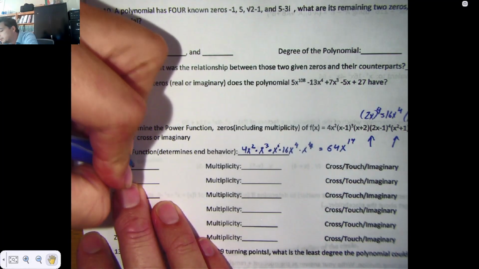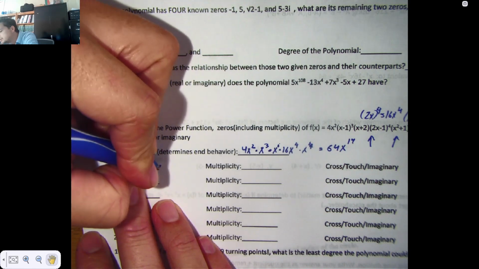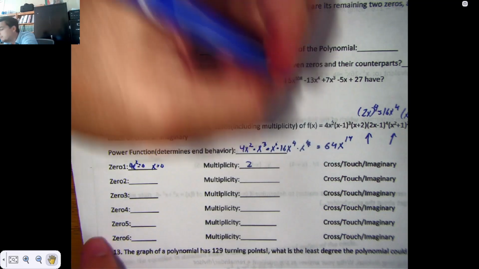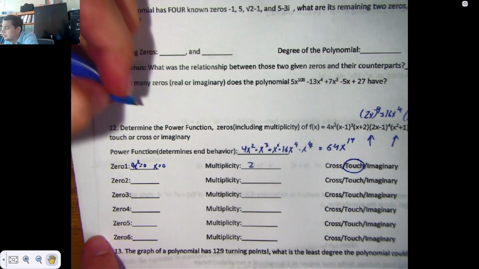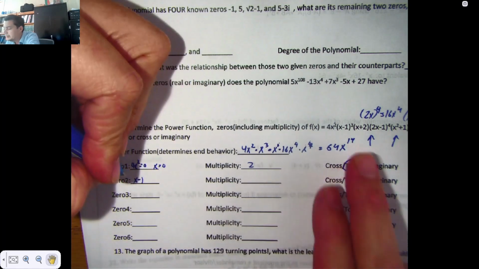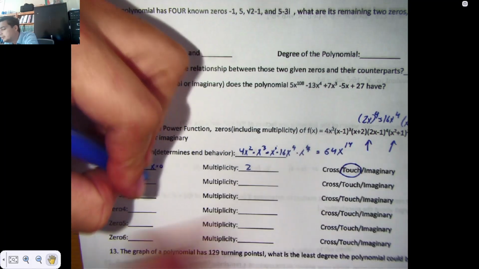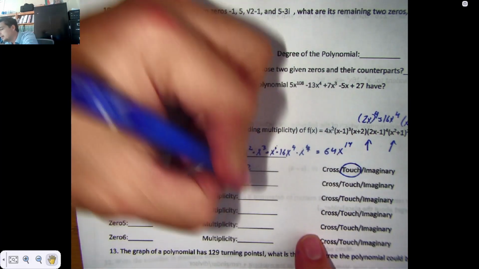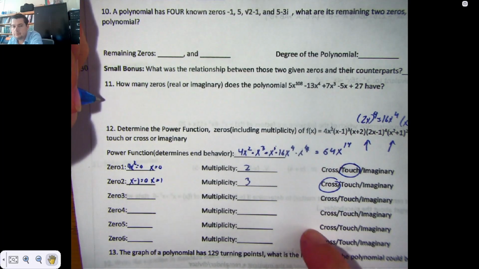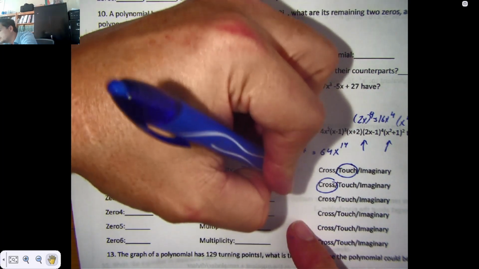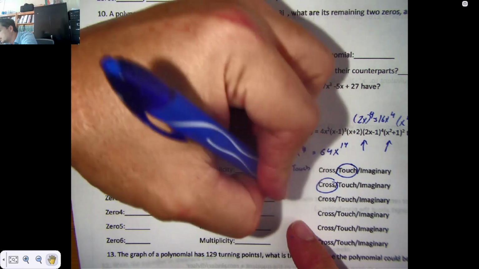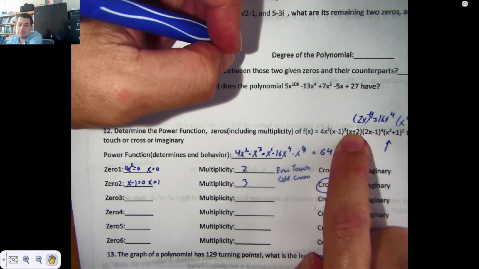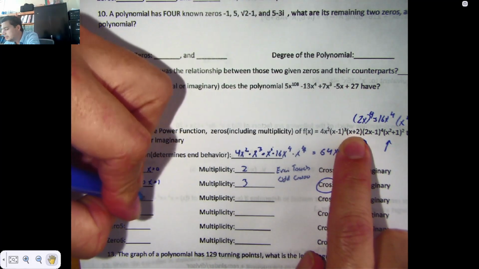The first one is 4x squared is 0, so x is 0. The exponent here is a 2. Multiplicity is a 2 because it's even. It is a touch. The second 0 is x minus 1. I'm looking right there where my middle finger is 0. X is 1. The exponent is a 3. That's odd. That's a crossing. Remember, even, touches, odd, crosses.